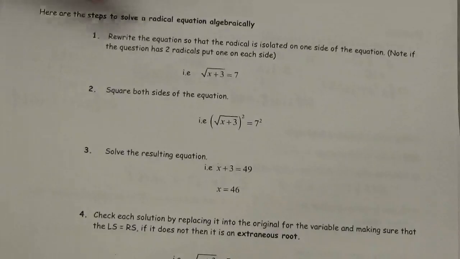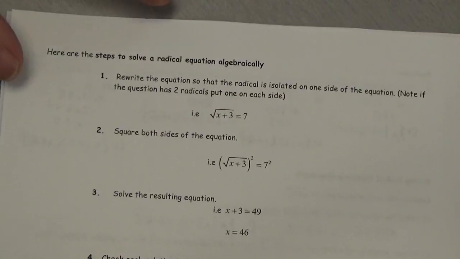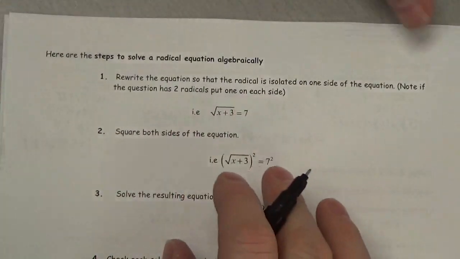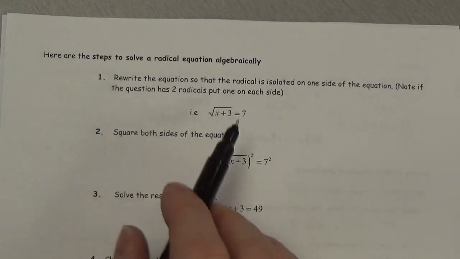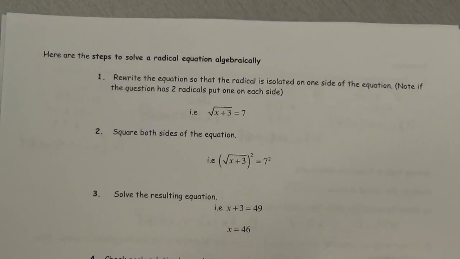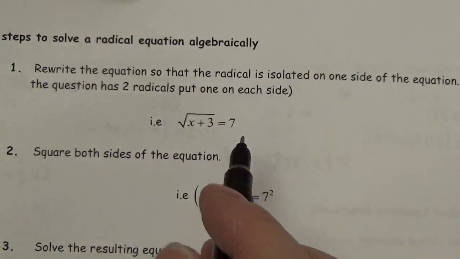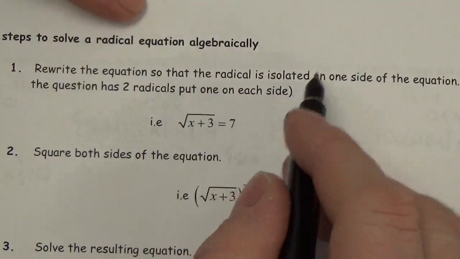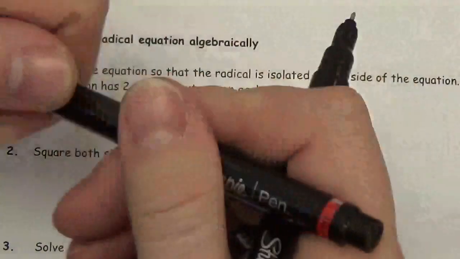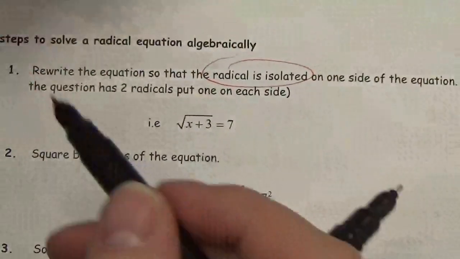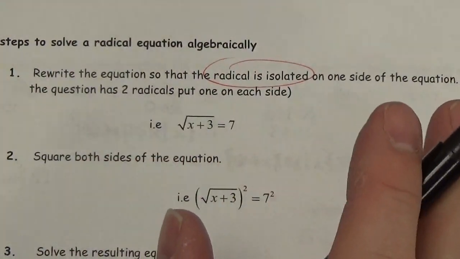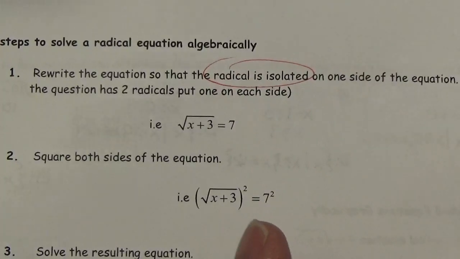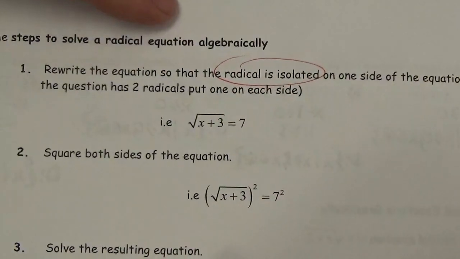Now, we're going to take a look at solving it algebraically. We wanted to take a look at both kinds of solutions here. Make sure that you're ready. When we solve these things algebraically, we're going to rewrite the equation so the radical is isolated on one side of the equation. And if there are two radicals, you've got to put one on each side. You really want to completely separate at least one of them.